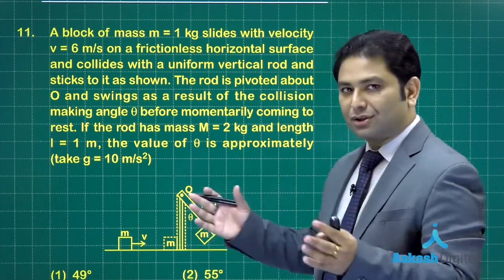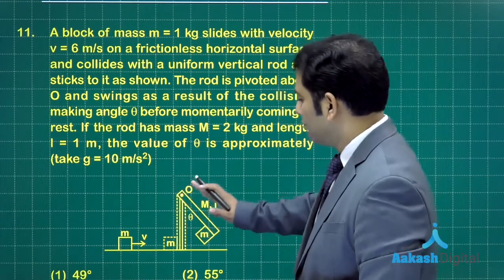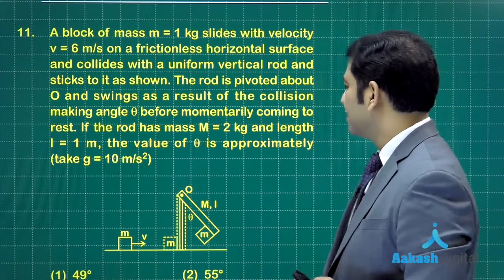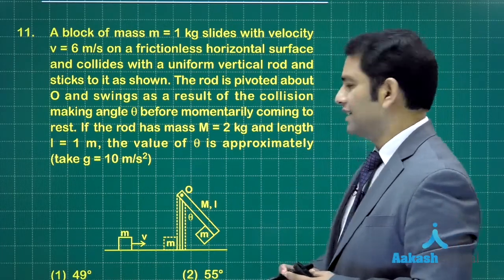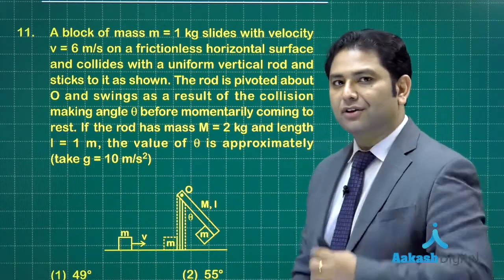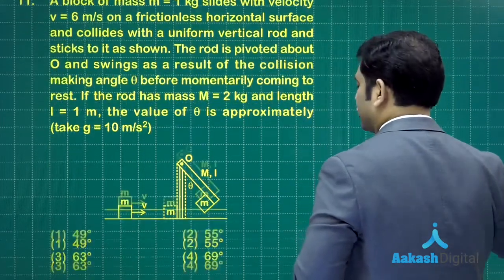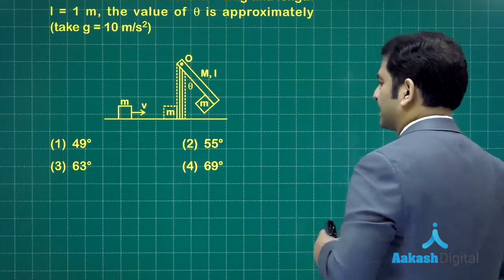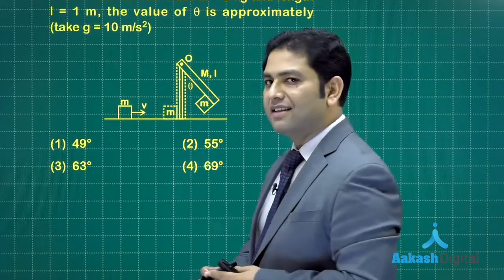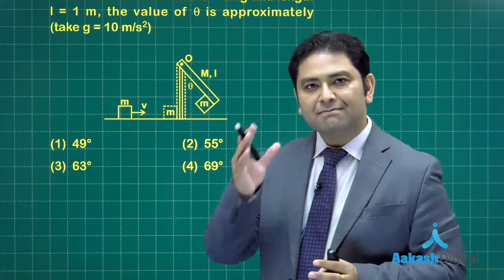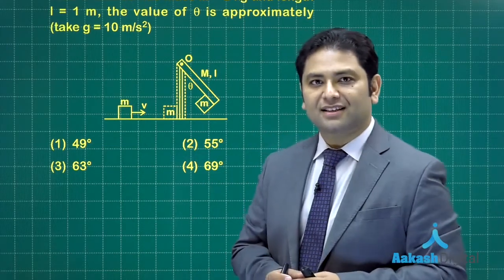And after that, that's obvious, the rod is going to move further in the vertical plane. So we need to calculate the value of theta, the maximum angular deflection. The question would be split into two parts. First, we would calculate the angular velocity of the rod-particle combined system immediately after collision.